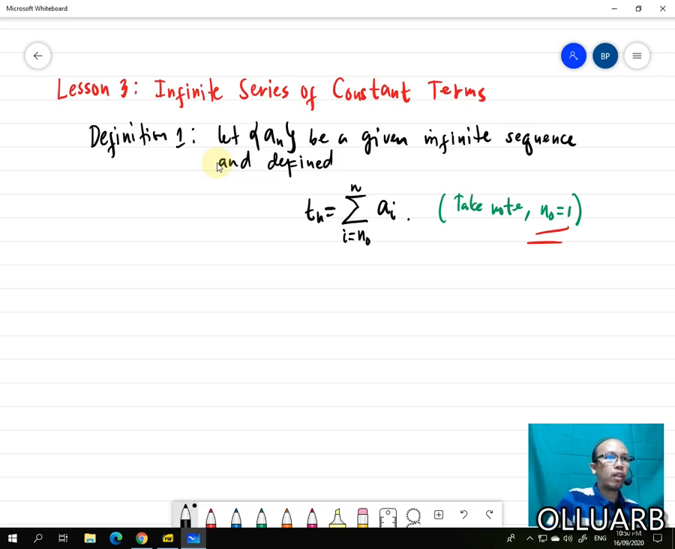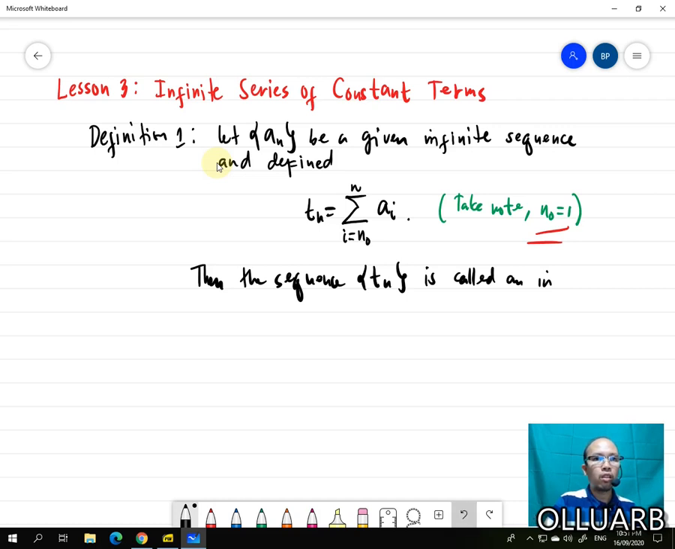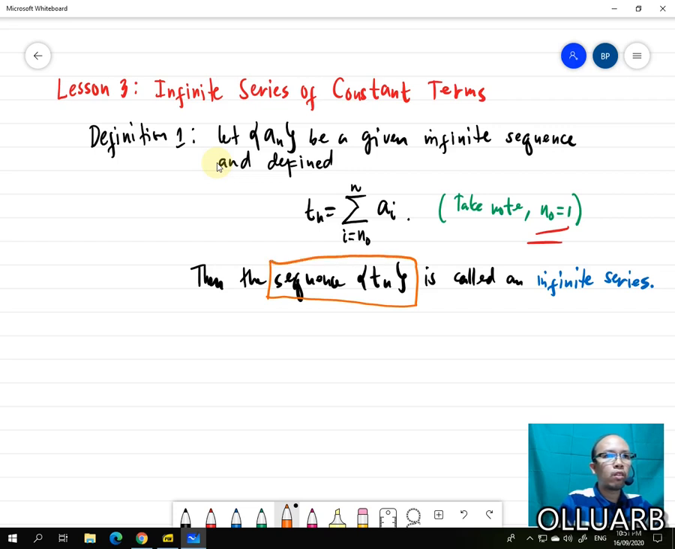Then the sequence T sub n is called an infinite series. As you can see here in the definition, our infinite series is defined to be this notation.